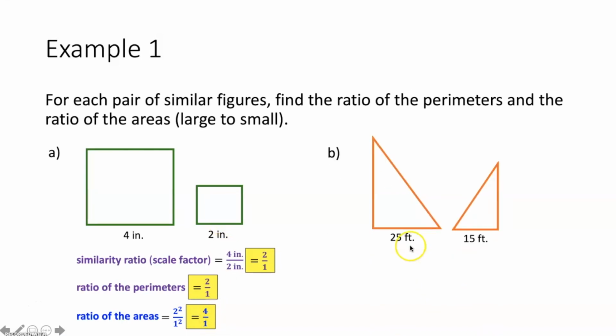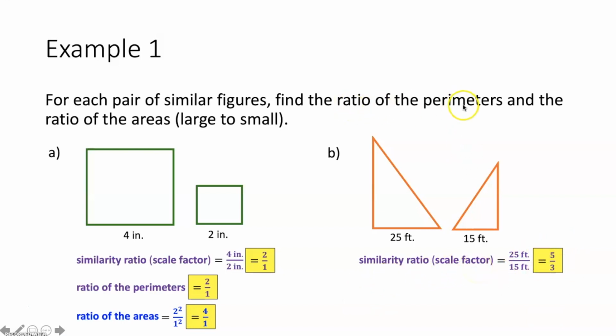Part B, doing the same thing. In order to find the ratio of the perimeters and the ratio of the areas, we got to start by finding the similarity ratio or scale factor. To do that, we're going to create a ratio with one pair of the corresponding side lengths here. And because we're going from large to small, we need the side length of our large figure in our numerator and the side length of our smaller figure in the denominator. So in order to find our similarity ratio, we create that ratio of 25 feet over 15 feet and we simplify that down. So 25 over 15 simplifies down to 5 over 3. That would be our similarity ratio or scale factor.